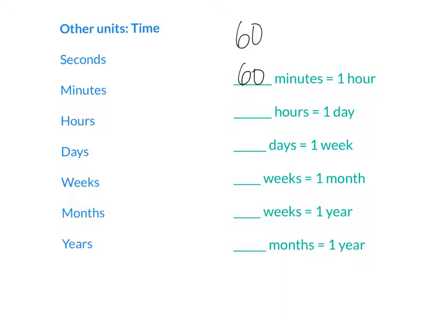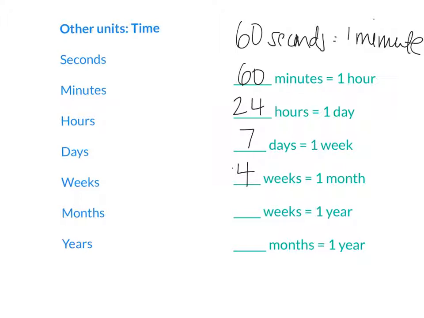When we measure time, we can say that there's 60 minutes in an hour. There's also 60 seconds in 1 minute, right? How many hours are there in 1 day? 24 hours in 1 day. How many days are there in 1 week? 7 days in a week. How many weeks are there in 1 month? 4 weeks in 1 month. How many weeks are there in 1 year? 52. And how many months are there in 1 year? 12 months. How many days are there in a year? There's 365 days in 1 year.